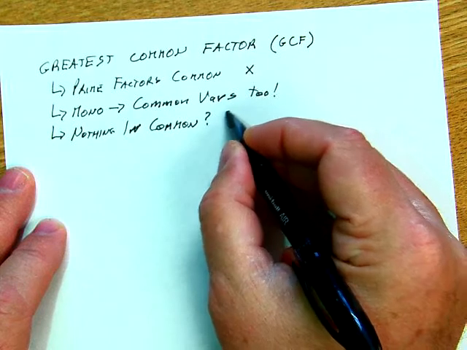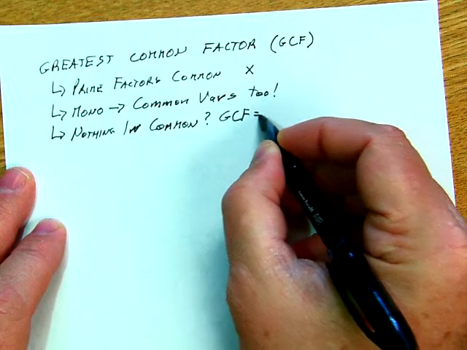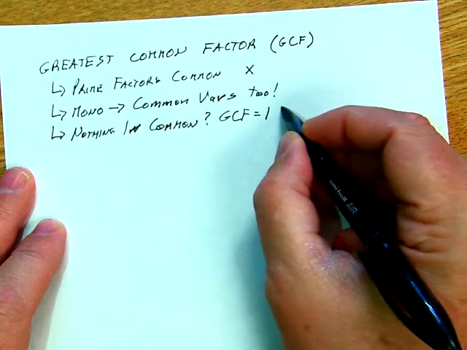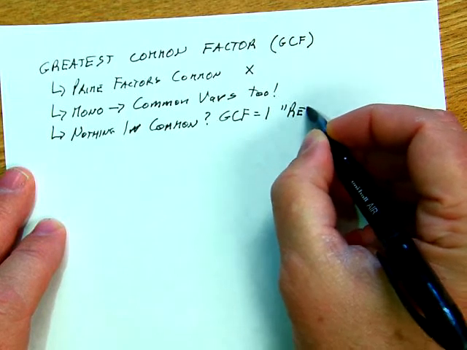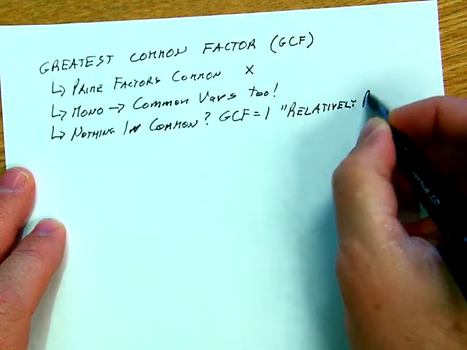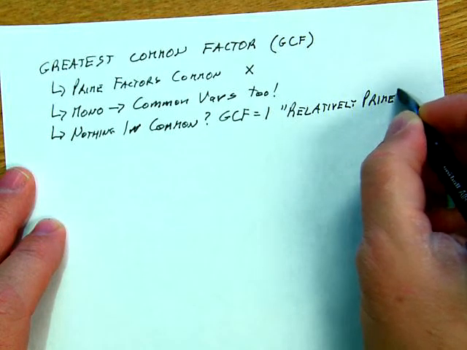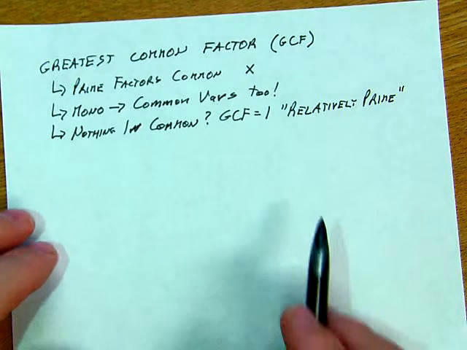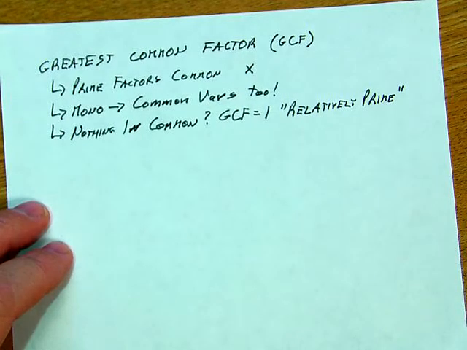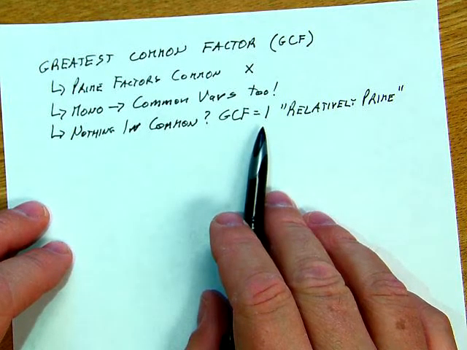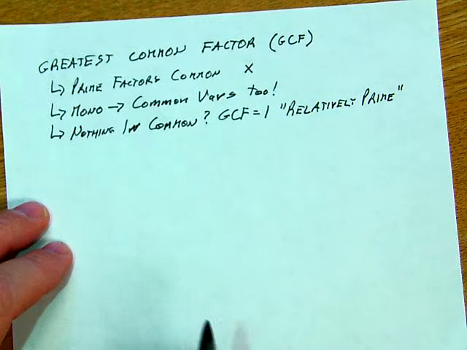And finally, if there's nothing in common, then your greatest common factor is 1, and that has a special name. When that happens, your terms are said to be relatively prime. They may not be prime numbers in and of themselves, but when you put them together as a list of numbers, and the only common factor is 1, then those numbers are called relatively prime numbers, but only in relation to each other.